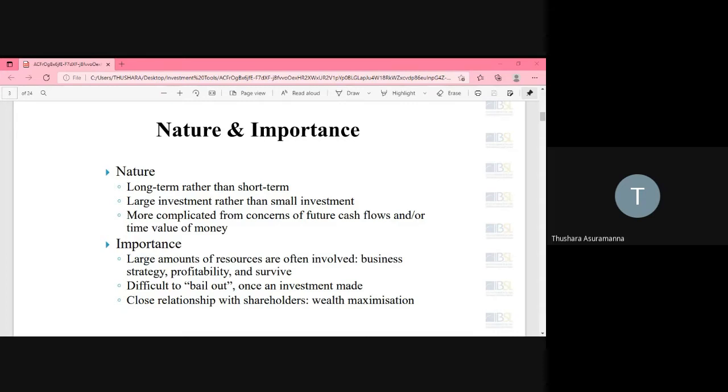Then more complicated from future cash flows and the time value of money. Now, when you say it's a long-term recovery, large investment, people tend to think about different assessment tools, measurement tools, evaluation tools on your investment. Two things are future cash flows and the time value. Future cash flows is basically, let's say if you invest 100 million on a tea factory and tea estate, you can't recover the money a following day or following year. It takes some years, right, to get back your investment covered.